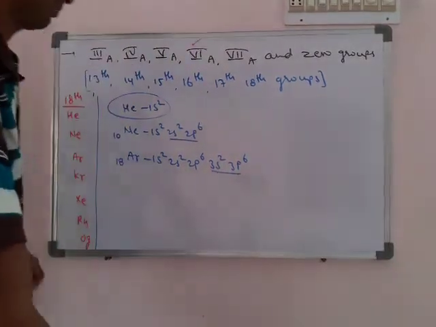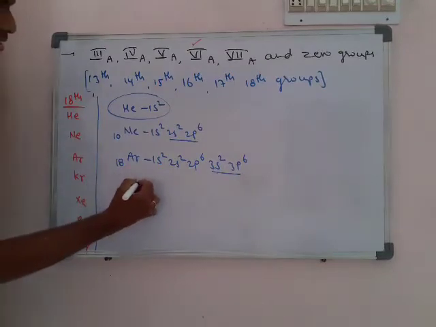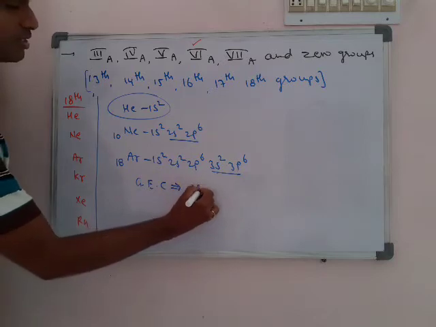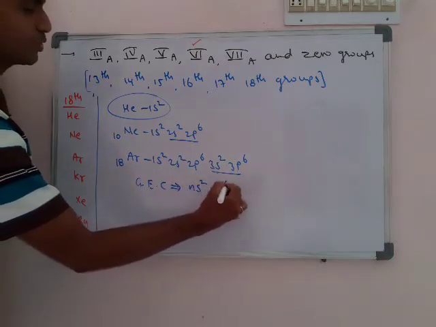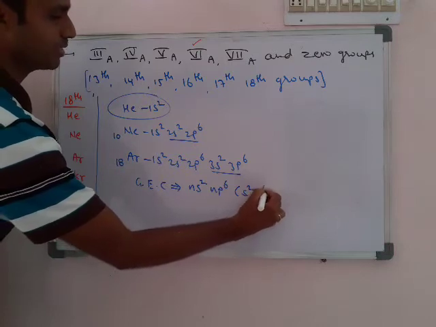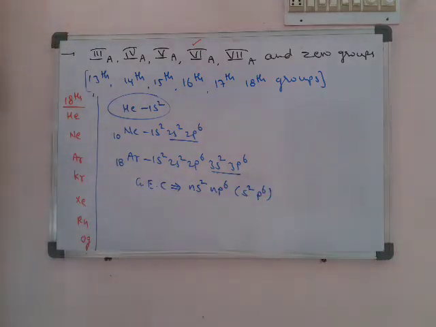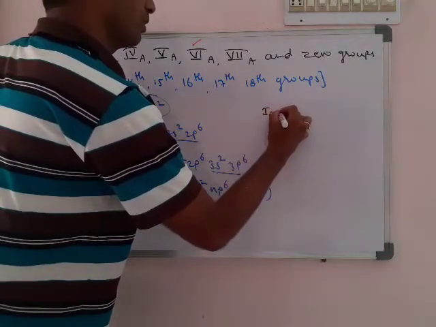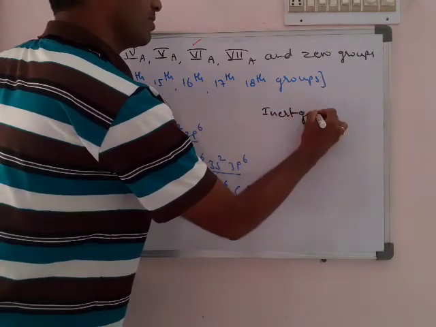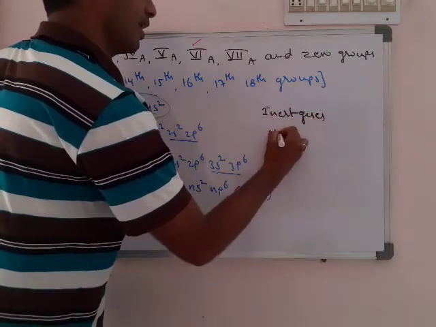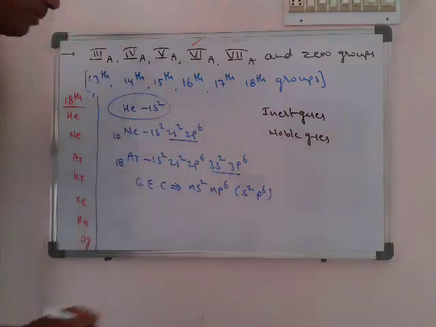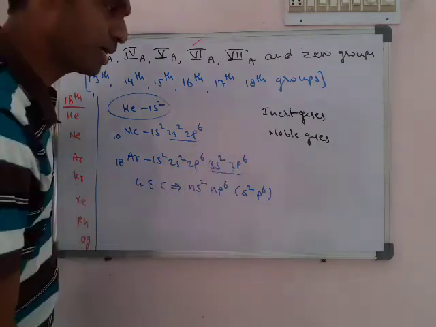Okay, so argon. So what is the general configuration? We can write general valency electronic configuration is NS2 NP6, or we can write ns2 np6. So what is the other important thing of this group is they are known as inert gases. They are also known as noble gases. So these are the main other names. So 18th group or 0 group.